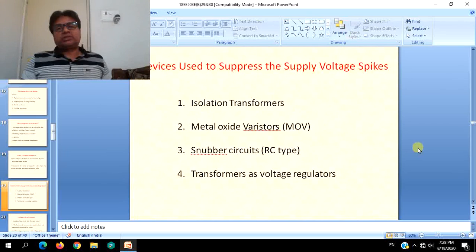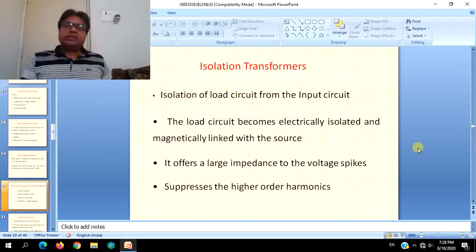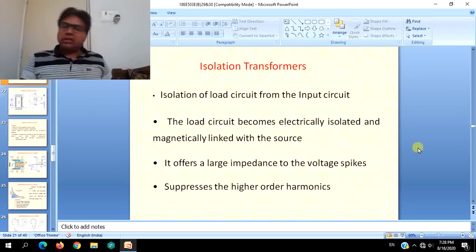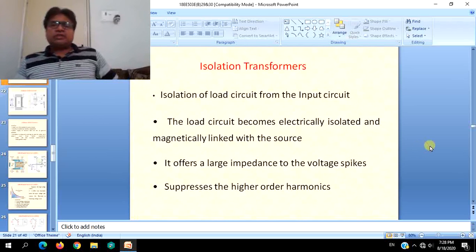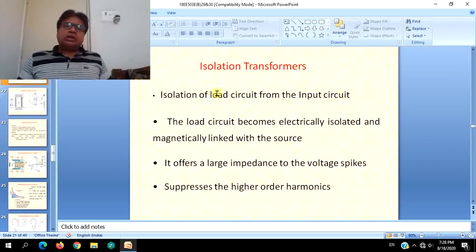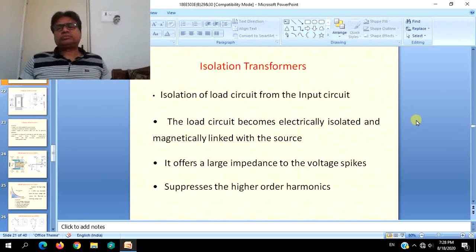You will be asked to list out the types of devices. We will just go through how they are operated, the simple logic behind their operation, and their circuits and designs. To start with, the first one is isolation transformers. As the name indicates, it is nothing but a transformer used to isolate the electrical source or supply source and the load.